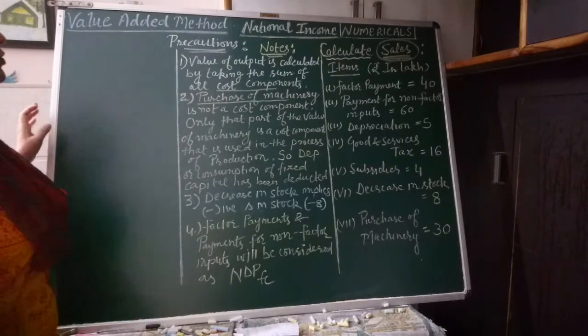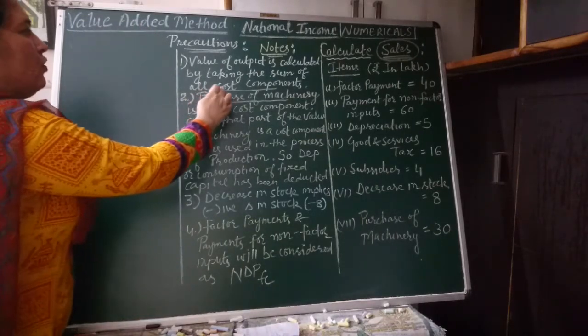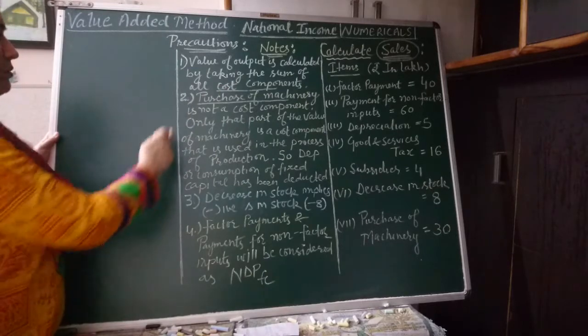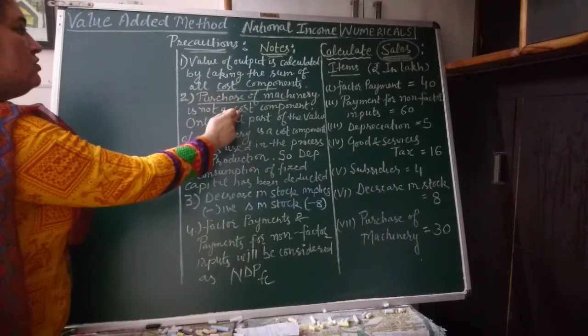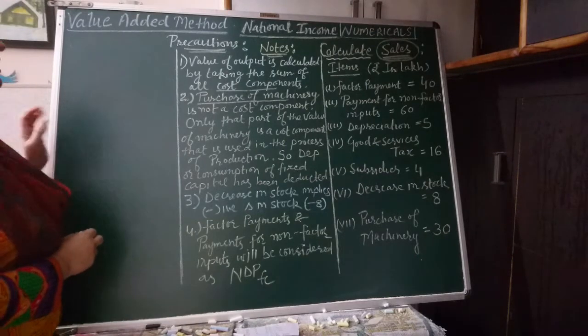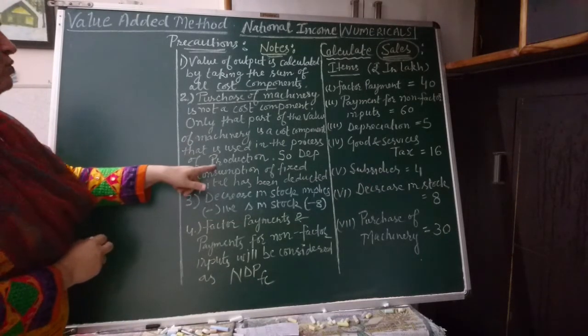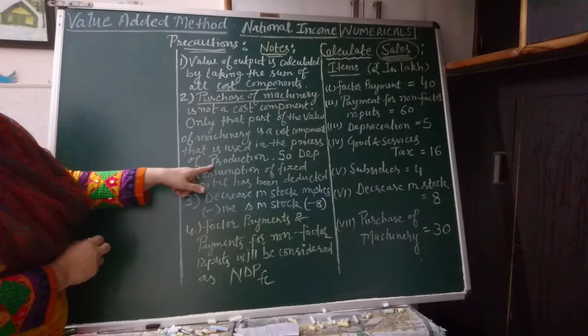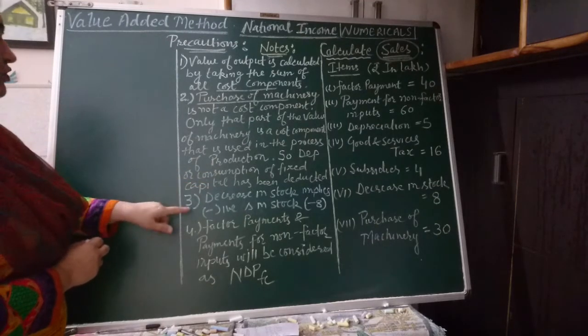Number 1, value of output is considered by taking the sum of all cost inputs. Number 2, purchase of machinery is not a cost input. Only that part of machinery is a cost component which is used in the process of production. It means depreciation. We deduct the depreciation from it.